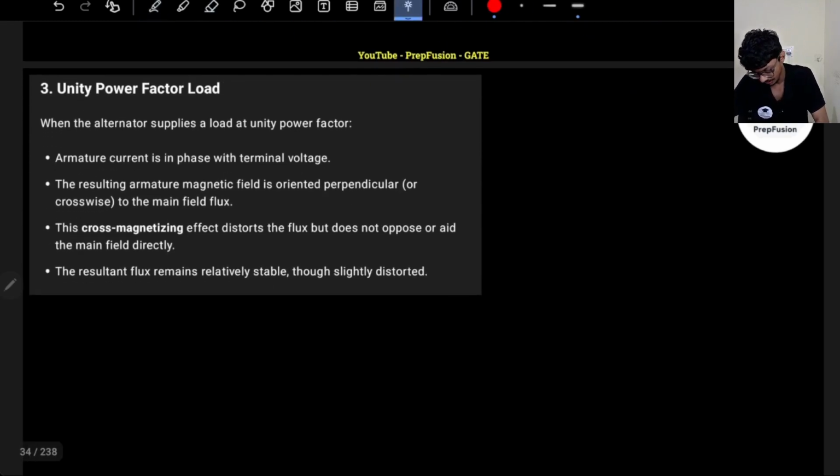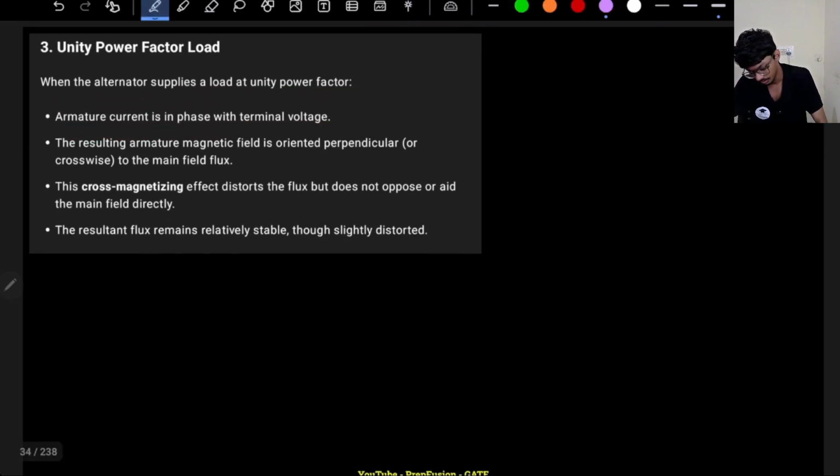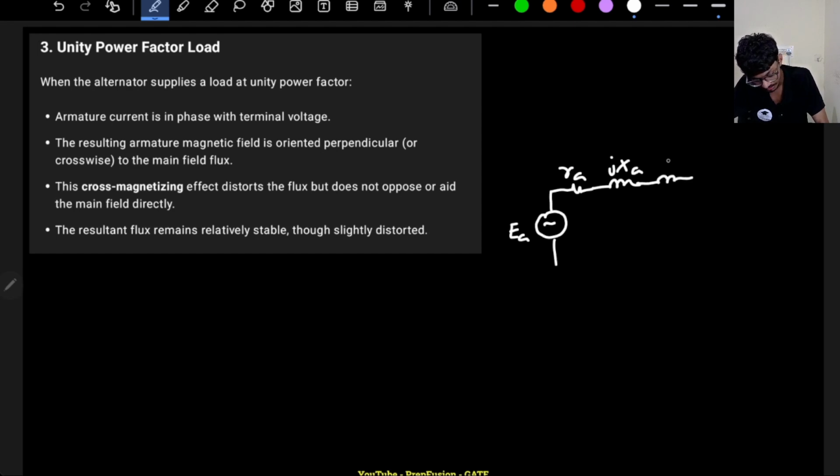So the same thing is written over here: when the alternator supplies a unity power factor load, the armature current is in phase with the terminal voltage. Basically, if I draw the circuit, I will have an armature induced EMF, I will have an armature resistance, I will have a leakage reactance of the windings XL, and I will also have a jXAR. Now this value will keep on changing, we will see this.